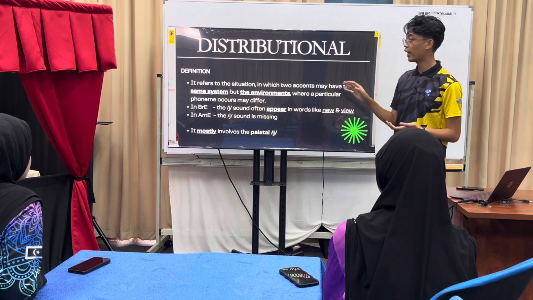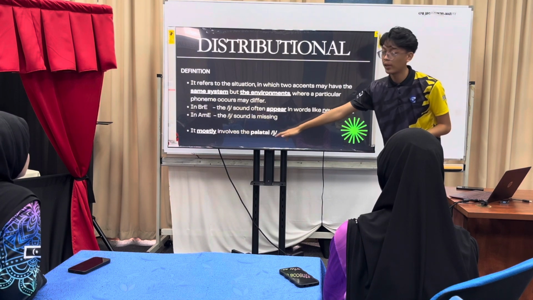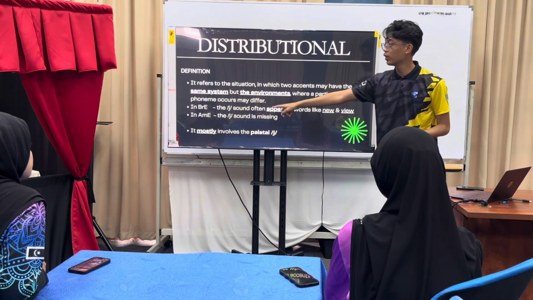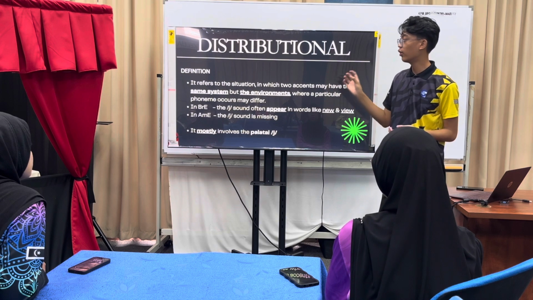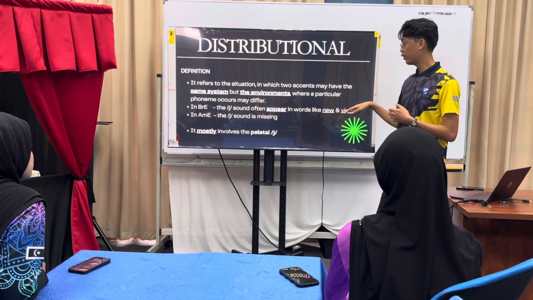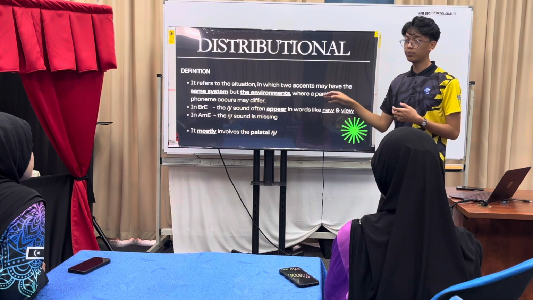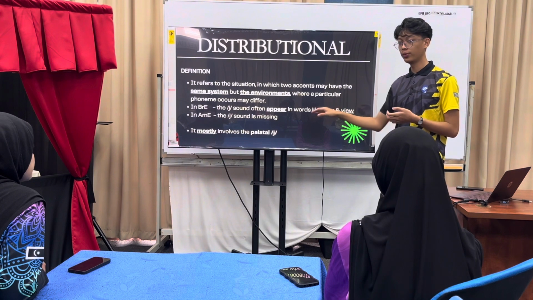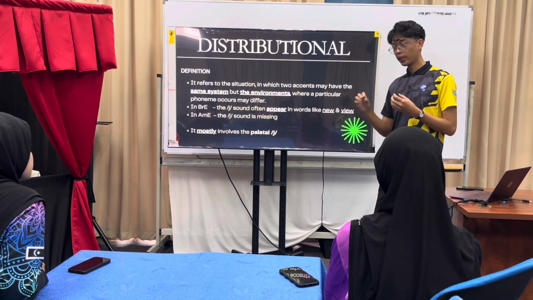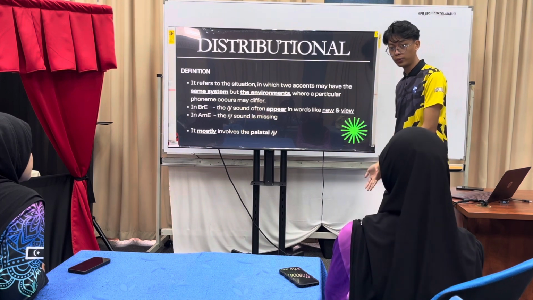So in British accent, it mostly involves the palatal ear, the phoneme ear. So for distributional, in British accent, the ear sound often appears in words like new and view, while in American, the ear sound is missing, like new. Example specifically for new, like new and new. This is my new shoes and this is my new shoes.